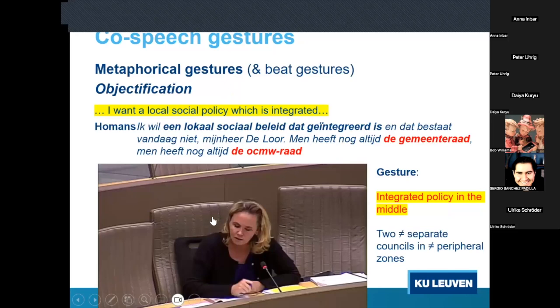This is another example from the same Flemish Parliament. This politician is favoring a unified community council, and she's complaining we still have one community council and a second council, which is the social council. And what she's doing, and this is the visual part, she is advocating.